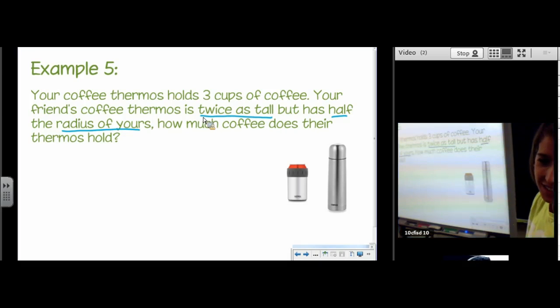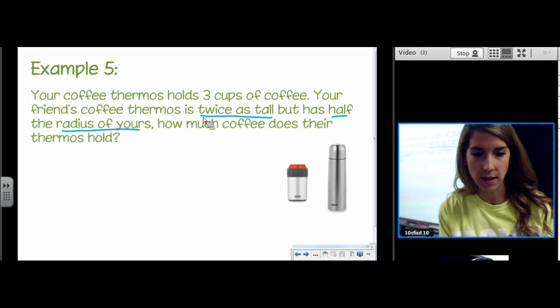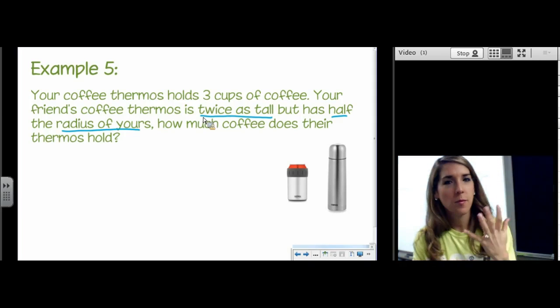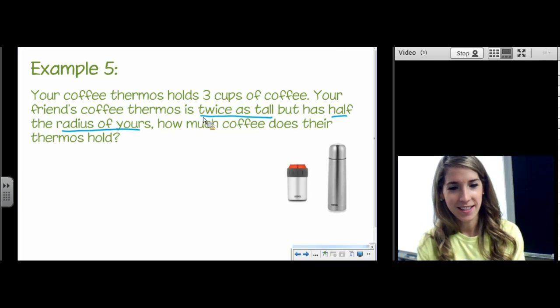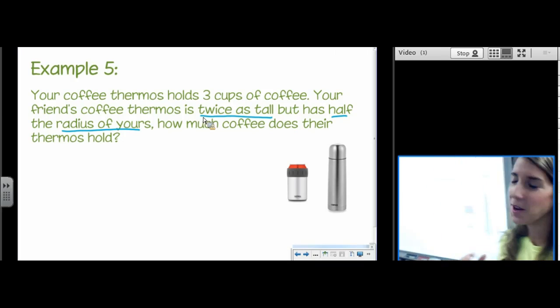Give you a minute to think about this one because I want you to reason through it without me showing you. This is the first time we've done one like this. I'm going to give you a minute to think. So your coffee thermos holds 3 cups of coffee. Are we talking about surface area or volume? Let's just get that straight first. Volume, okay, because we're holding a liquid, so totally volume.